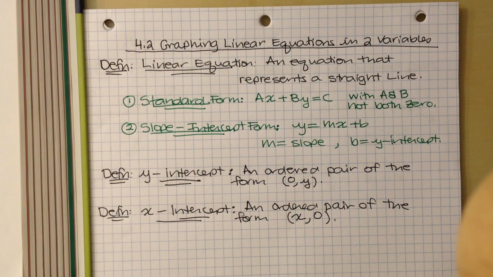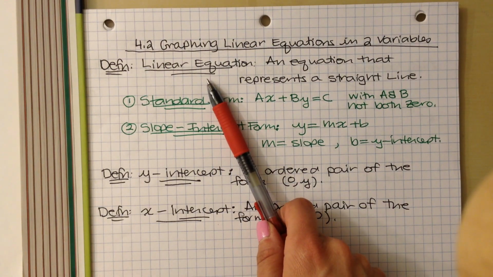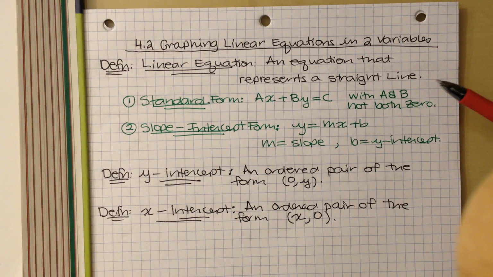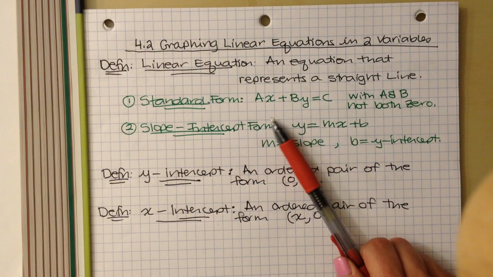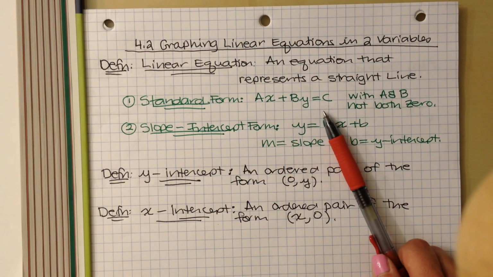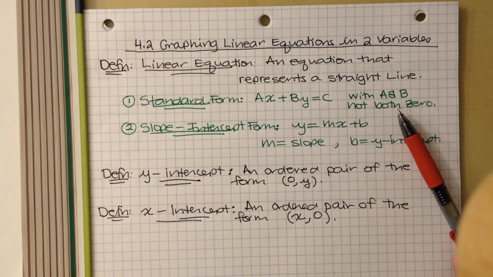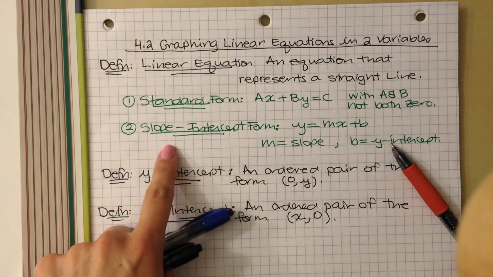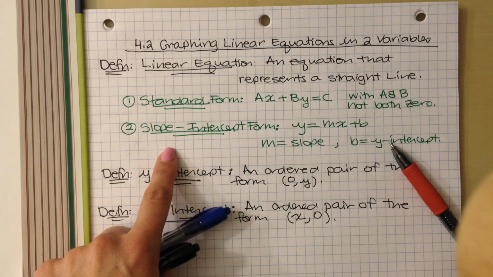In this section, I have a few definitions. The first thing we want to look at is the definition of a linear equation, and it's just an equation that represents a straight line. We can write our linear equation in two ways. The first way is called standard form: Ax plus By equals C, and we just want to make sure that A and B are not both 0.